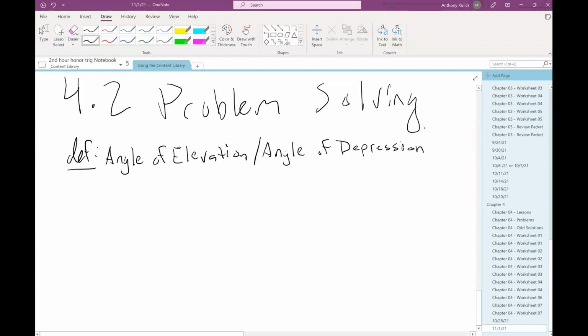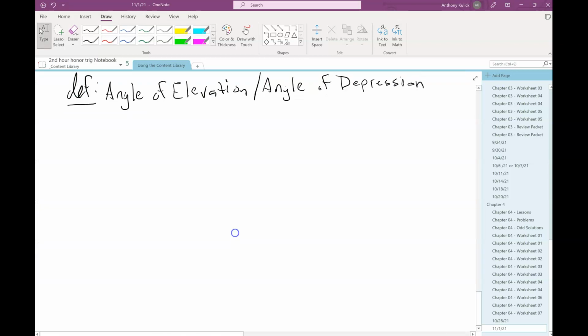So these 2 terms that we're going to talk about here are angle of elevation and angle of depression. And I'm going to define these just with a picture. Because really what we're going to be using this vocabulary for is to draw pictures from a story problem that we're going to be solving. So I'm not going to give a word definition because it's not really very practical for what we're going to be using.